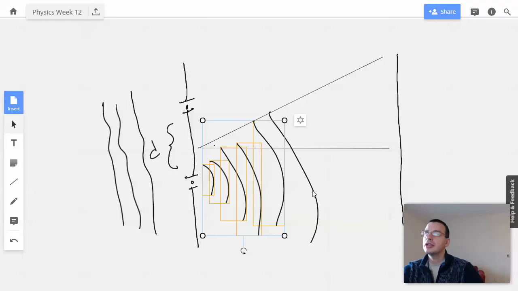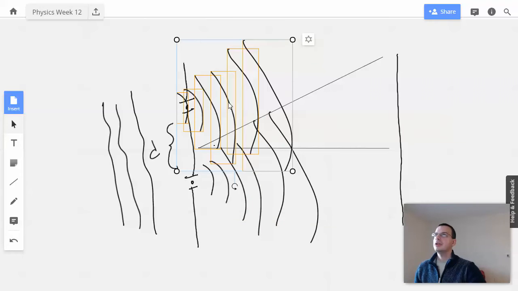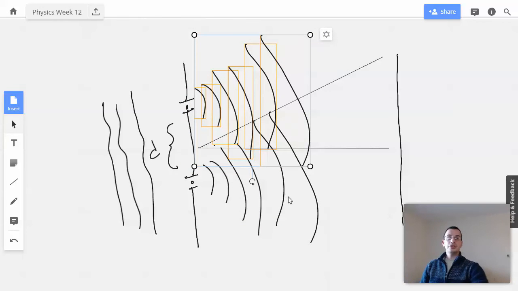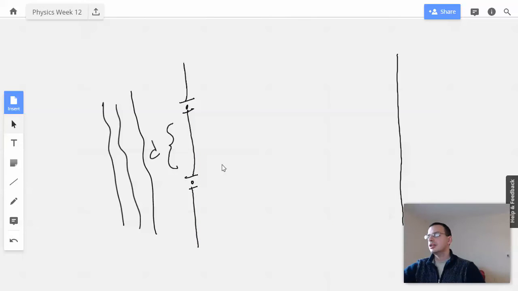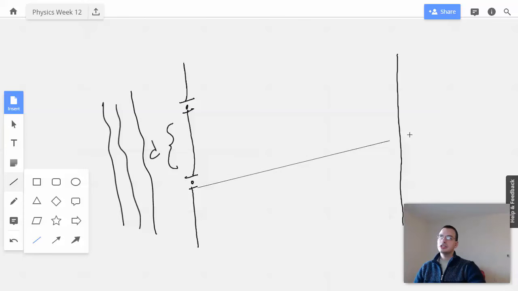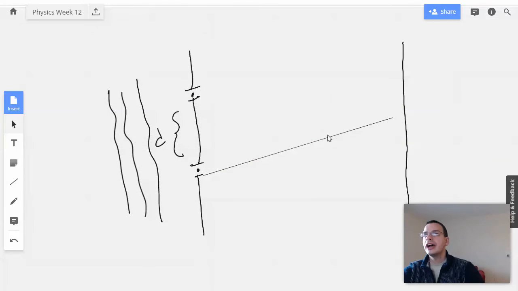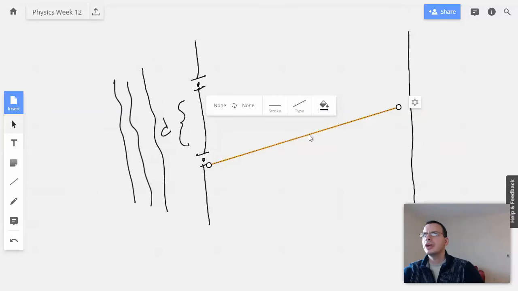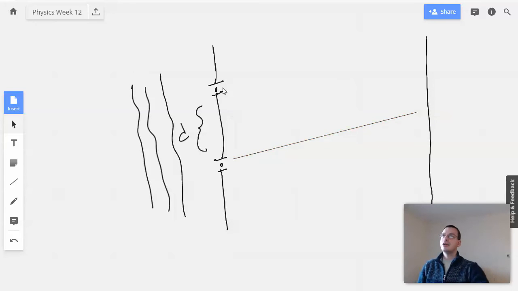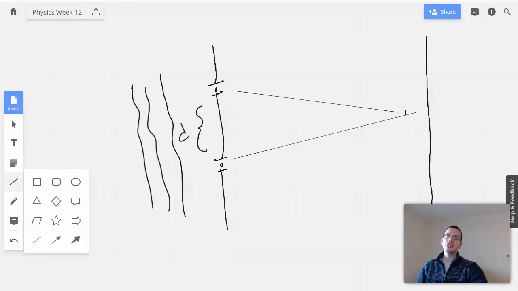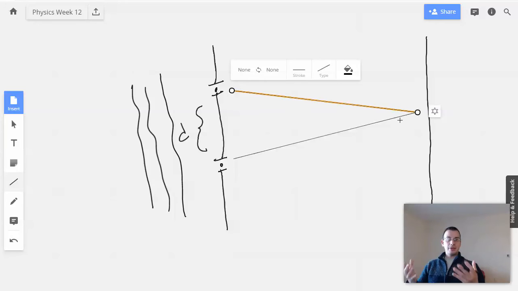Copy, paste up here. There we go. And then you're going to have interference between these two. So let's draw a line here. When we have equal distance between the two, they're going to amplify each other because they're going to be in the same phase. Since this is the same light and it travels the same distance to get to the center, they're not going to be out of phase with each other.